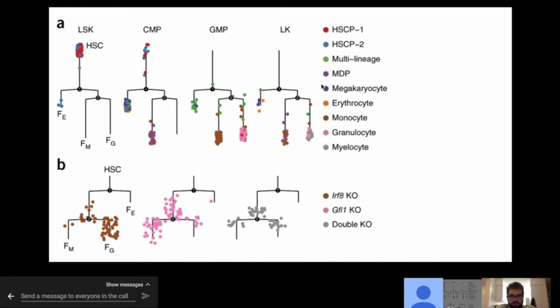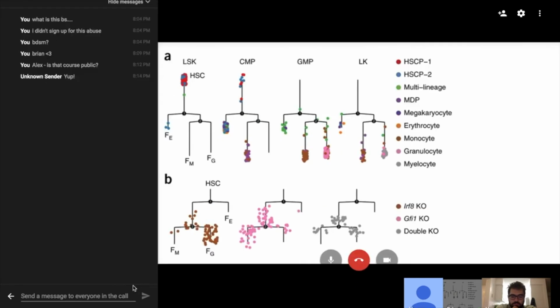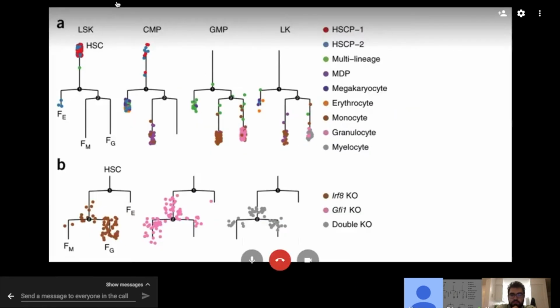So I don't see any reason why you wouldn't be able to do trajectory analysis of bacteria. I imagine that it would be very useful, especially in cases where you're running into pathogenic bacteria.